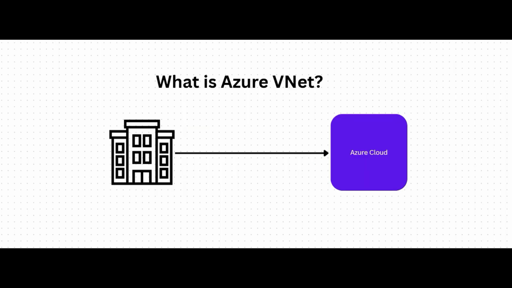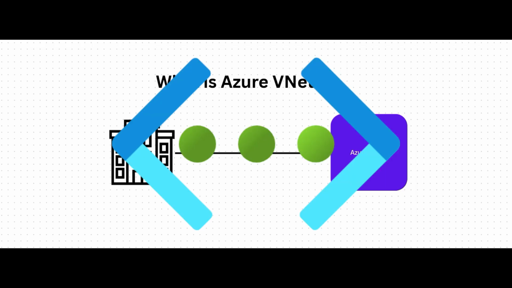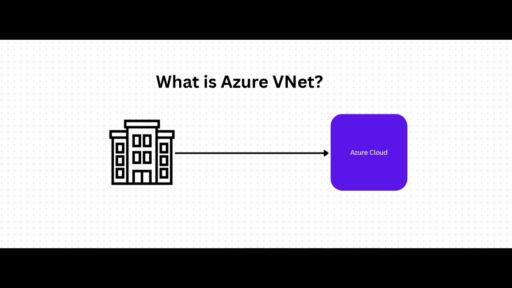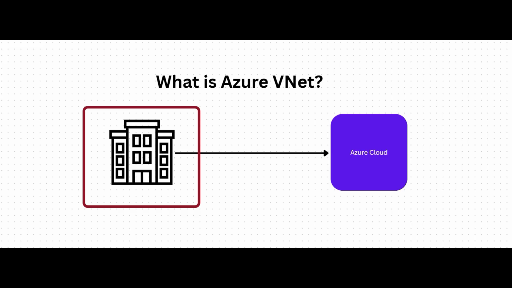So now let's try to understand one of the most important components in Azure networking, that is Azure Virtual Network, or we call it VNet. And to make things easy to understand, I will walk you through a real world example that mirrors how companies actually use VNets in the cloud.